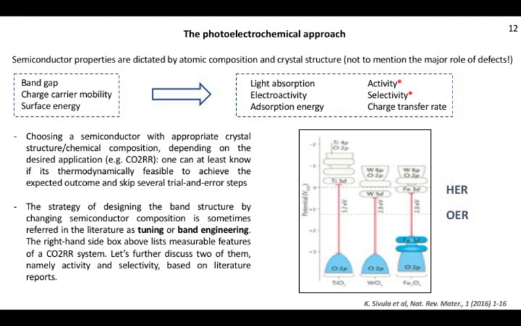And of course, as you can see in the full diagram, depending on the atoms and depending on the orbitals composing these bands, you can change the band gap or the band position or the band reactivity. All of this is usually referred to in the literature as band tuning or band engineering. And you can change all of this in the right-hand side, the box with 6 measurables. We'll now just discuss a little bit about 2 of them, the activity and selectivity for CO2 reduction.